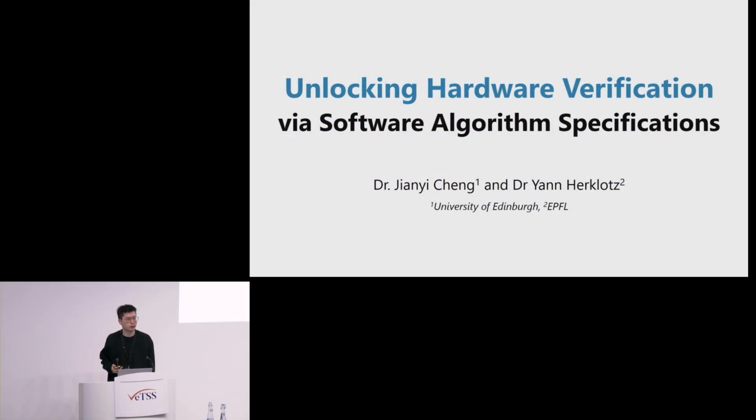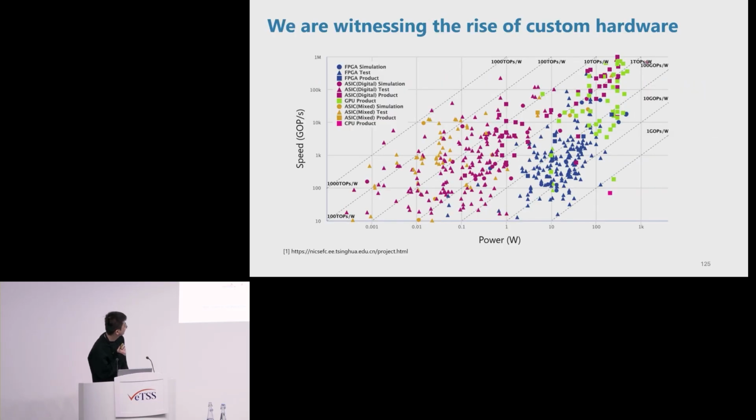Today I'm going to talk about how to use software verification techniques to help hardware verification. Basically, this is a very messy figure, but each data point represents a unique hardware developed by one group, either from academia or industry. The main idea is that the explosion of AI now leads to the rise of custom hardware, which has dedicated architecture for specific applications with high energy efficiency.